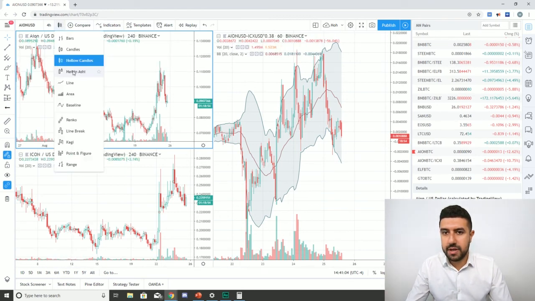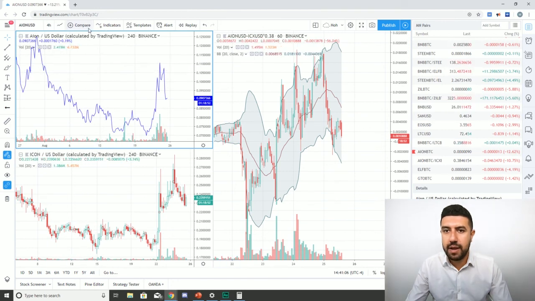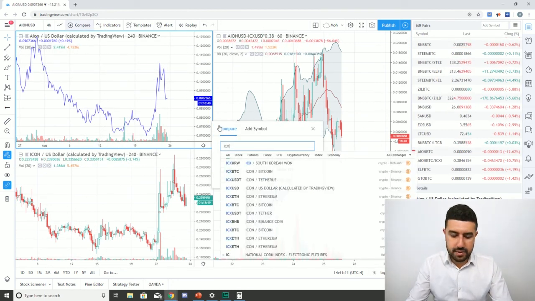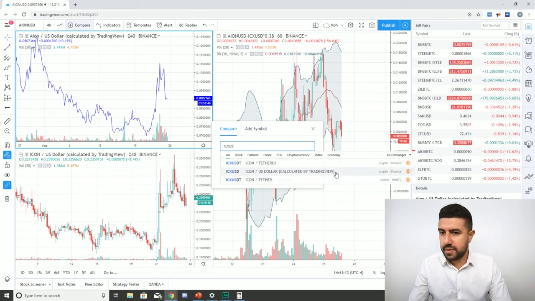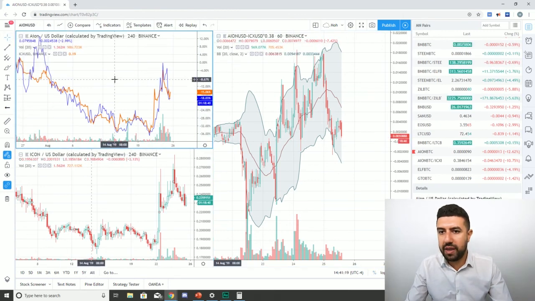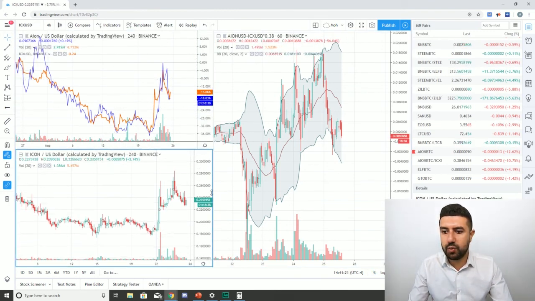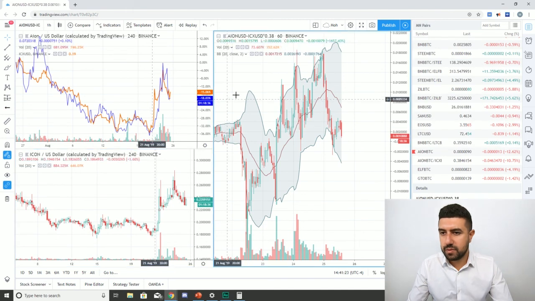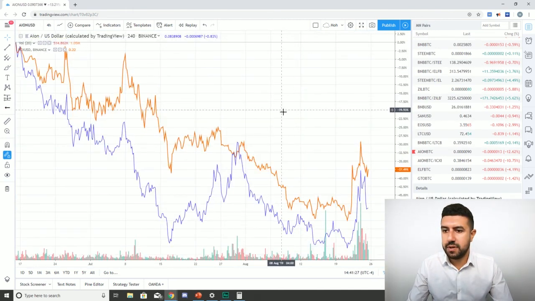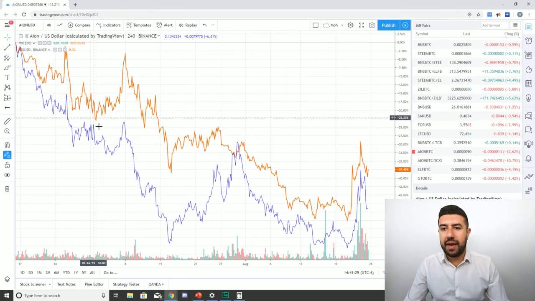I have Aeon here. Let's put a line chart. This is Aeon. I'm going to compare it to ICX USD. And here's ICX. So you see here that I have both Aeon and ICX in one chart. I can draw Aeon and ICX on one chart.